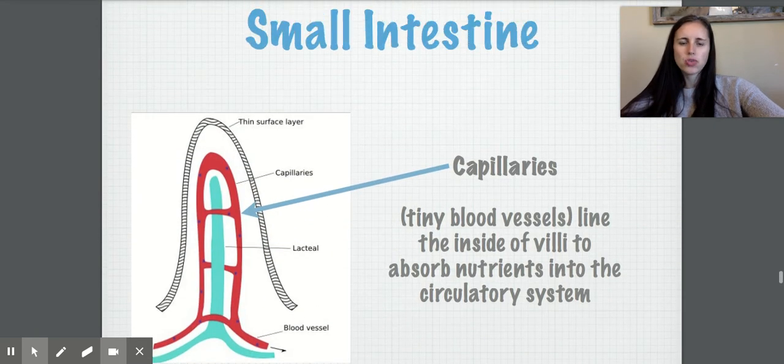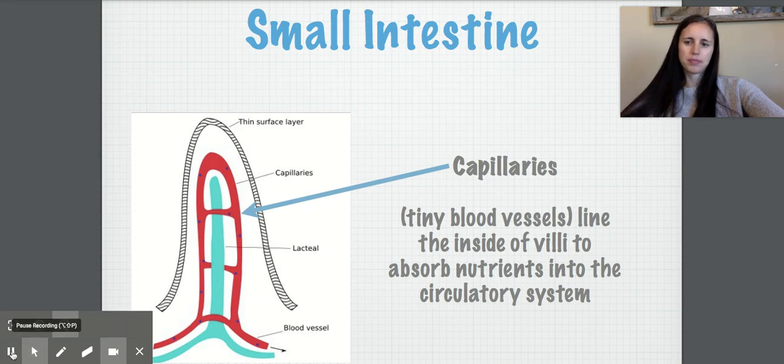So how do these villi actually work? If we were to look inside a villi, what we would see is capillaries. We're going to talk about them more when we get to the circulatory system, but they carry blood throughout the body. So since we have capillaries in here, food is able to transfer from the small intestine into the bloodstream, directly into the circulatory system, and then those nutrients can be carried to wherever might be needed throughout the body.